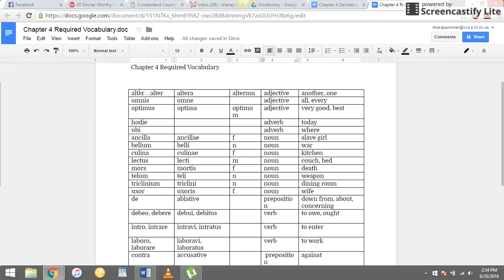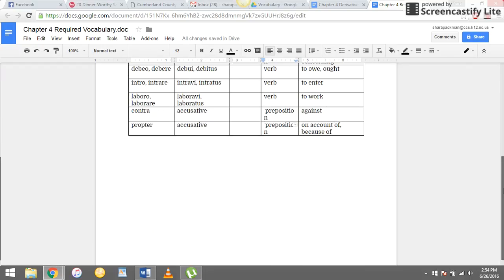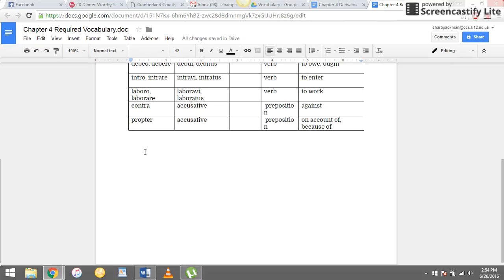So, adjectives first. Alter, alter. It's actually alter, altera, alterum, which means another or one. Sometimes in a sentence you'll see alter, alter, which means one and then the other. For example, alter vir ambulat, alter vir audit. So one man is walking, another man or the other man is listening. That would be how you would use that.